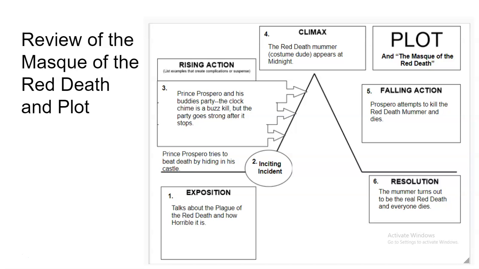We did some plotting with Masque of the Red Death, but if you don't remember that story from last week, 1, give it a quick reread before the test tomorrow, and 2, listen to this. The exposition starts with talking about the plague of the Red Death and how horrible it is. Then we had the inciting incident where Prince Prospero tries to beat death by hiding in his castle.